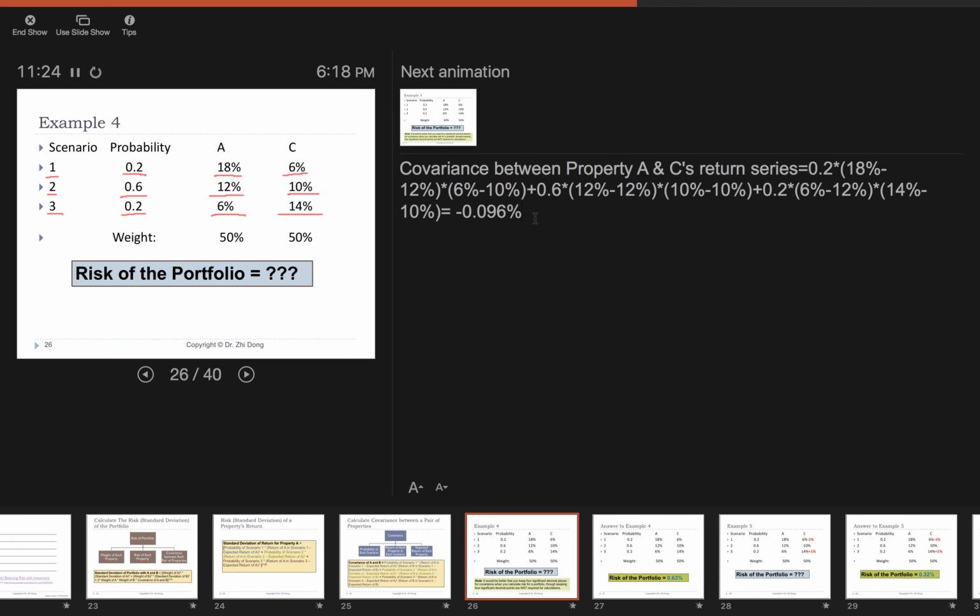So this tutorial has demonstrated the concept of covariance and its calculation. For the next tutorial, we are going to learn how to calculate the risk of the portfolio based on the information of covariance and each individual property's return.